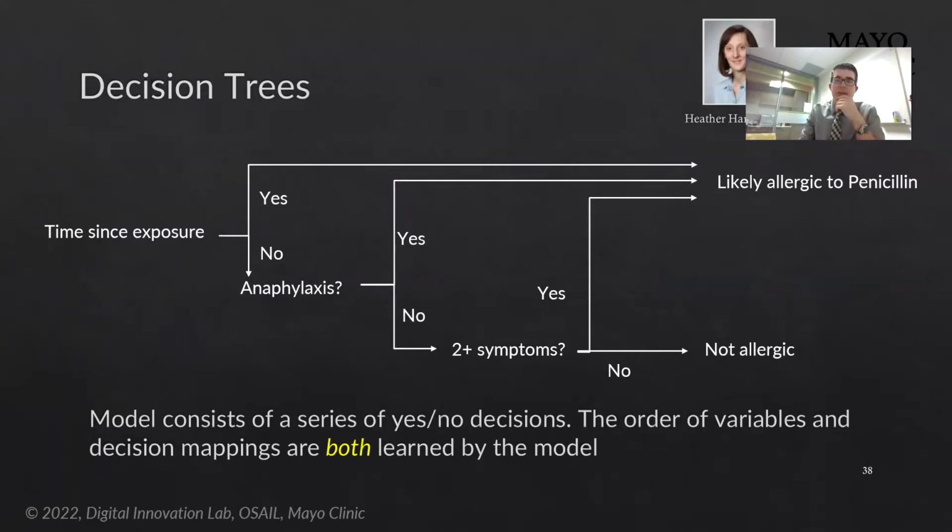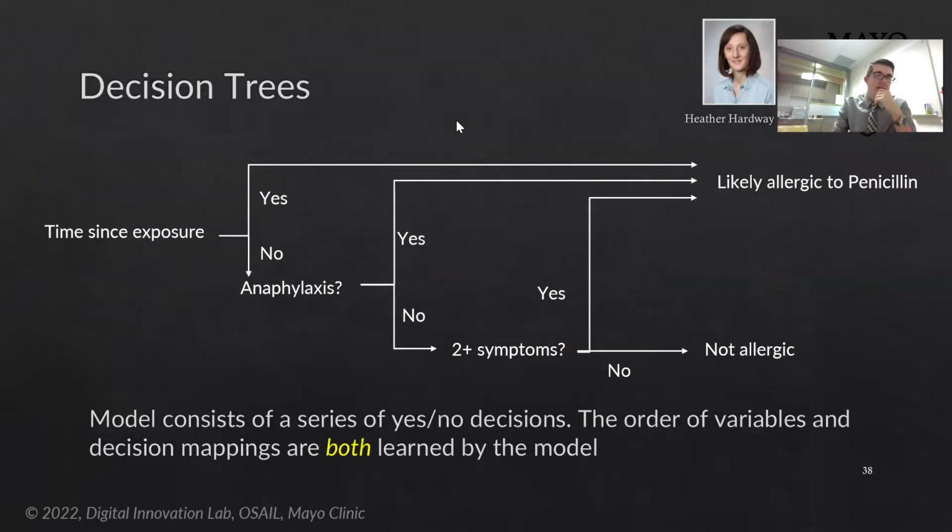Okay, so the second algorithm I want to talk about, or the second model, is a decision tree. And decision trees, I think, are actually one that's very intuitive to a lot of us because they're ones that are commonly used in clinical practice. And so I actually have an example here that I'm working on with Heather related to penicillin allergy.